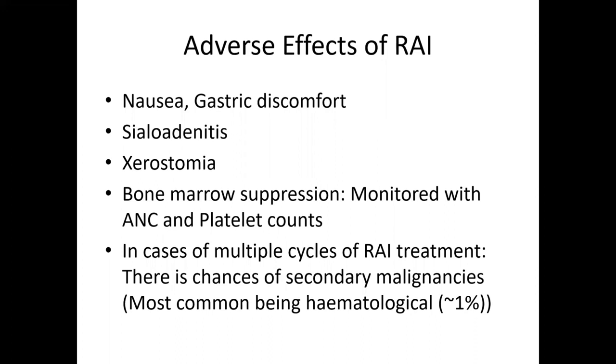If a patient is undergoing multiple cycles of RAI, then there are chances of developing some secondary malignancies, the most common being hematological malignancies. Studies say that there is a 1% chance of the patient getting hematological malignancies, the most common being leukemias.